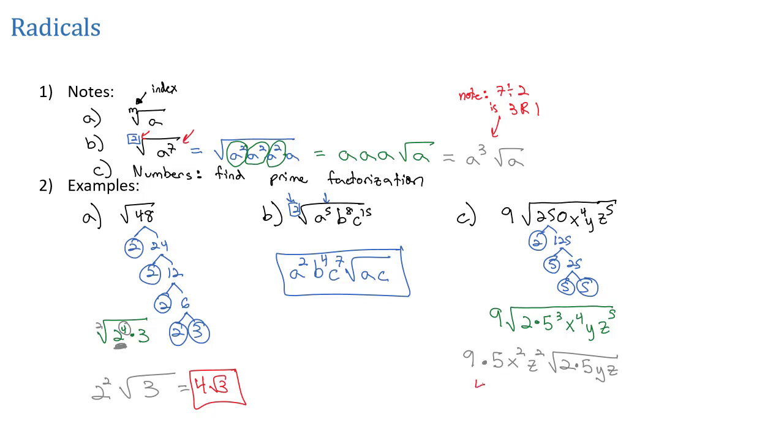Finish simplifying by multiplying. 9 times 5 is 45. X squared z squared times the square root of 2 times 5 is 10, yz. And now we have simplified that radical by dividing the exponents by the index to see what's allowed to break free from the radical. In our next video, we're going to look at how this can help us add and subtract radicals together.